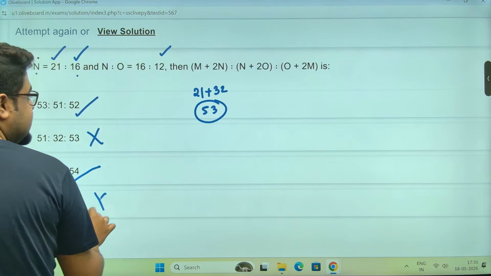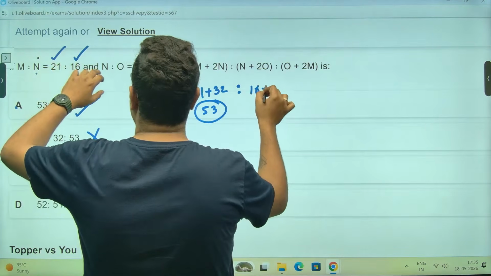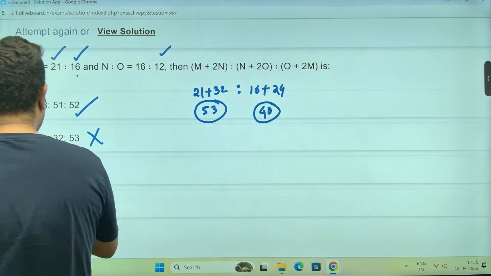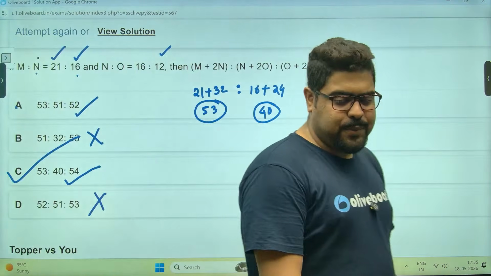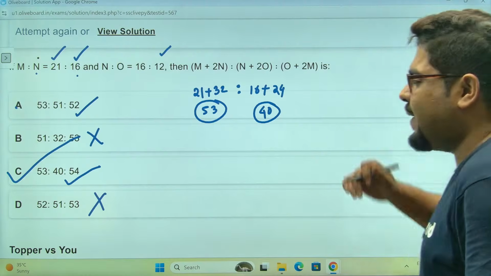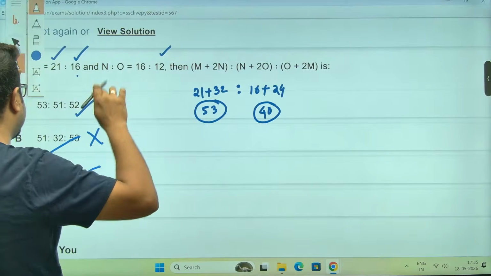Achha, B or D cancels. Let's take the second term. N is 16, 2O, 24, 40, sir. 40 meaning, sir, option C is the correct answer. Done and dusted. You see how easily we could have done it. No need to take 21K, this, that, because ratio given, ratio asking, put the values directly.